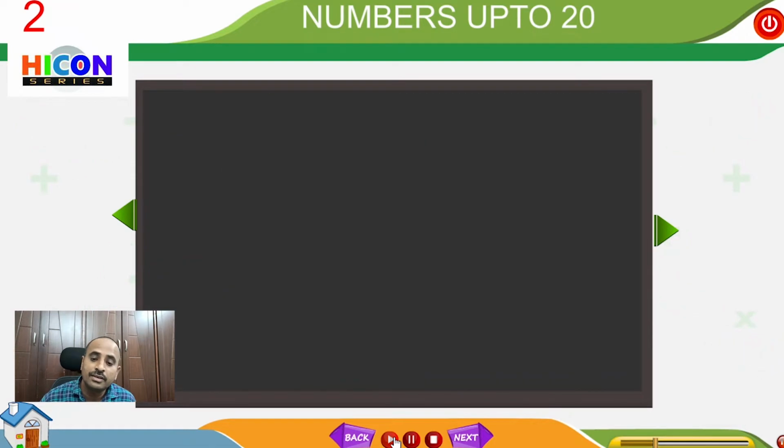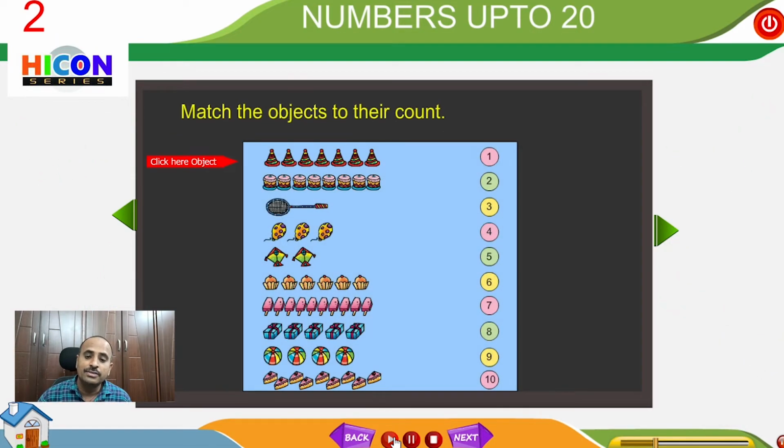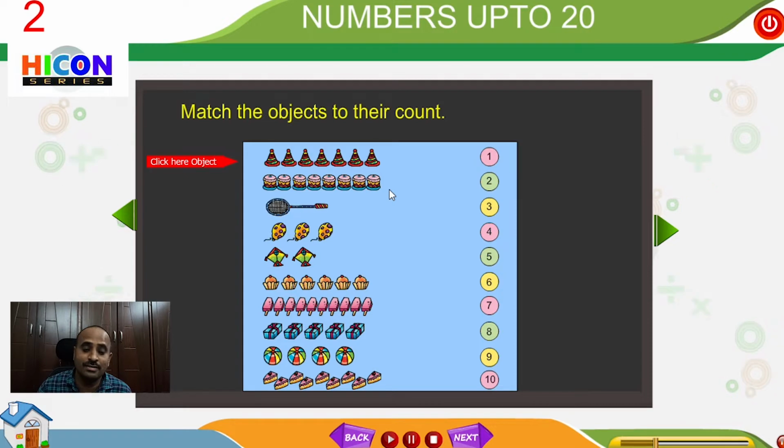So children, see the next activity in the exercise. So let us practice this activity. Match the objects to their count. So children, we have to match. On the left side, there are a set of objects, and on the right side, they are given numbers. So we have to count the objects, and the number of objects should be matched with the number present on the right side. So this is the task we have now. So let us start our activity.